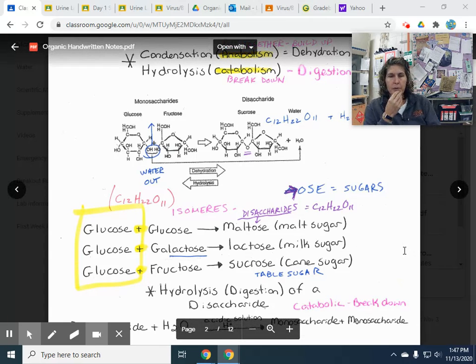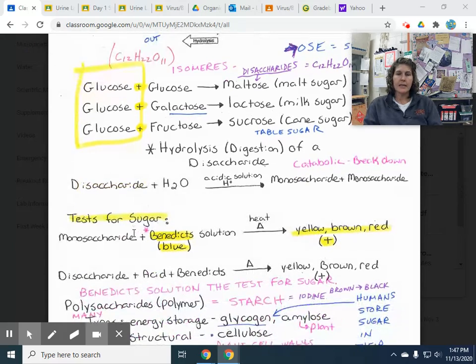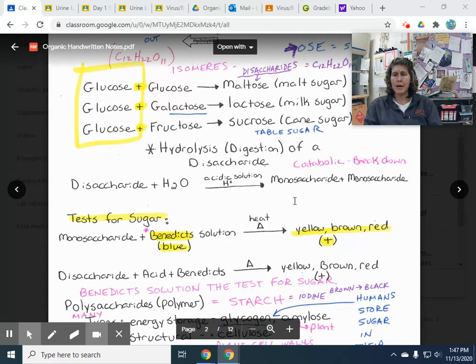They all have the formula C12H22O11. But if you drew them all out structurally, they would be a little bit different from one another. So we can take that disaccharide, add some water to it, and create 2 smaller monosaccharides.